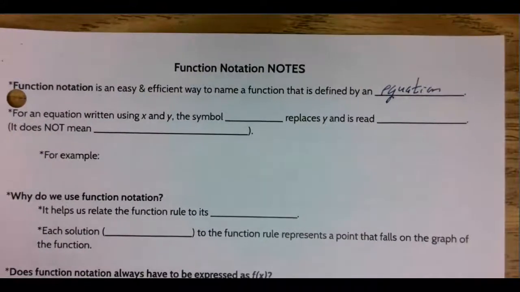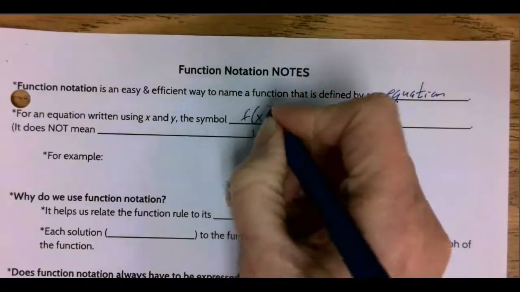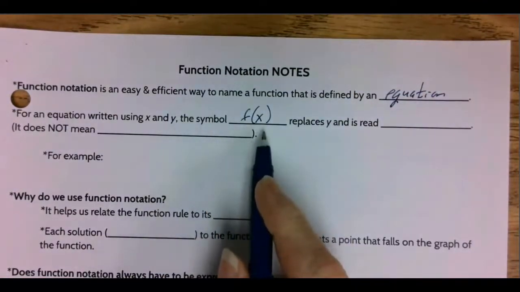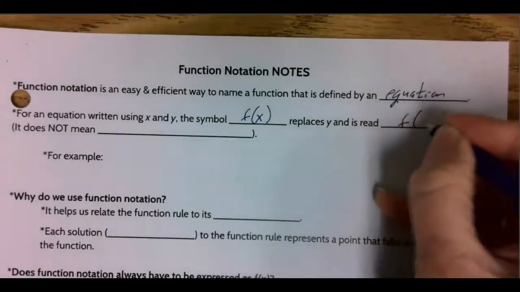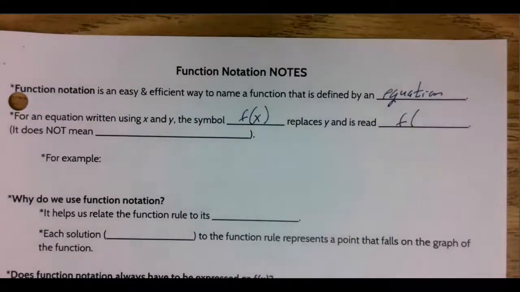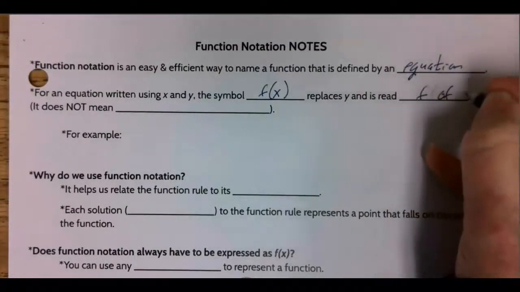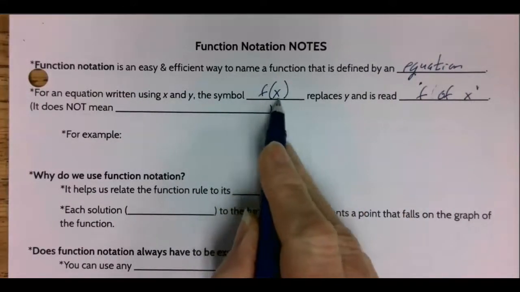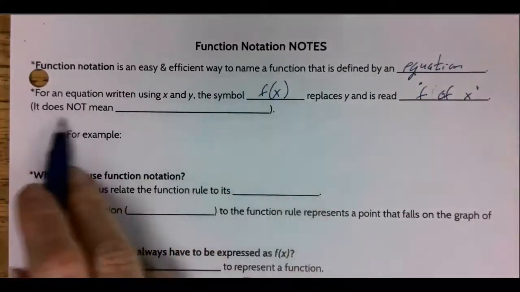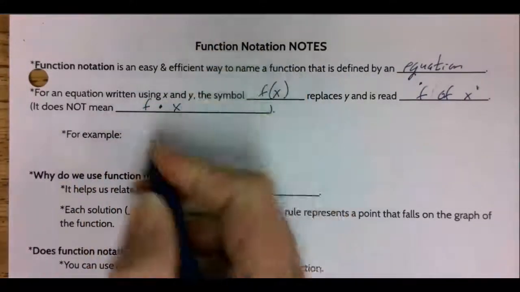For an equation using x and y, the symbol f of x, our most common way to indicate a function, replaces the y and is read "f of x." That's how we read it. Now it looks like you're multiplying, but it does not mean f times x. It does not mean that.